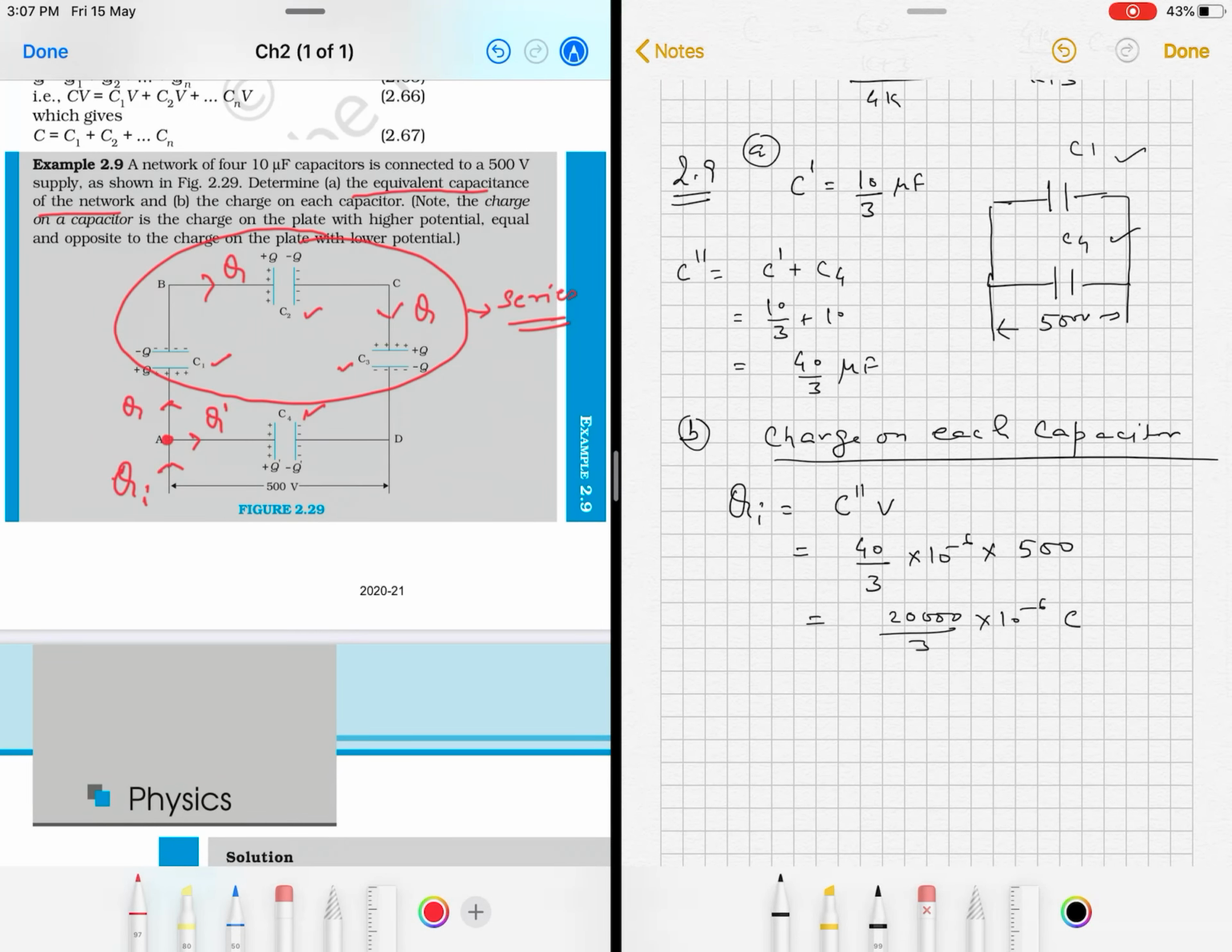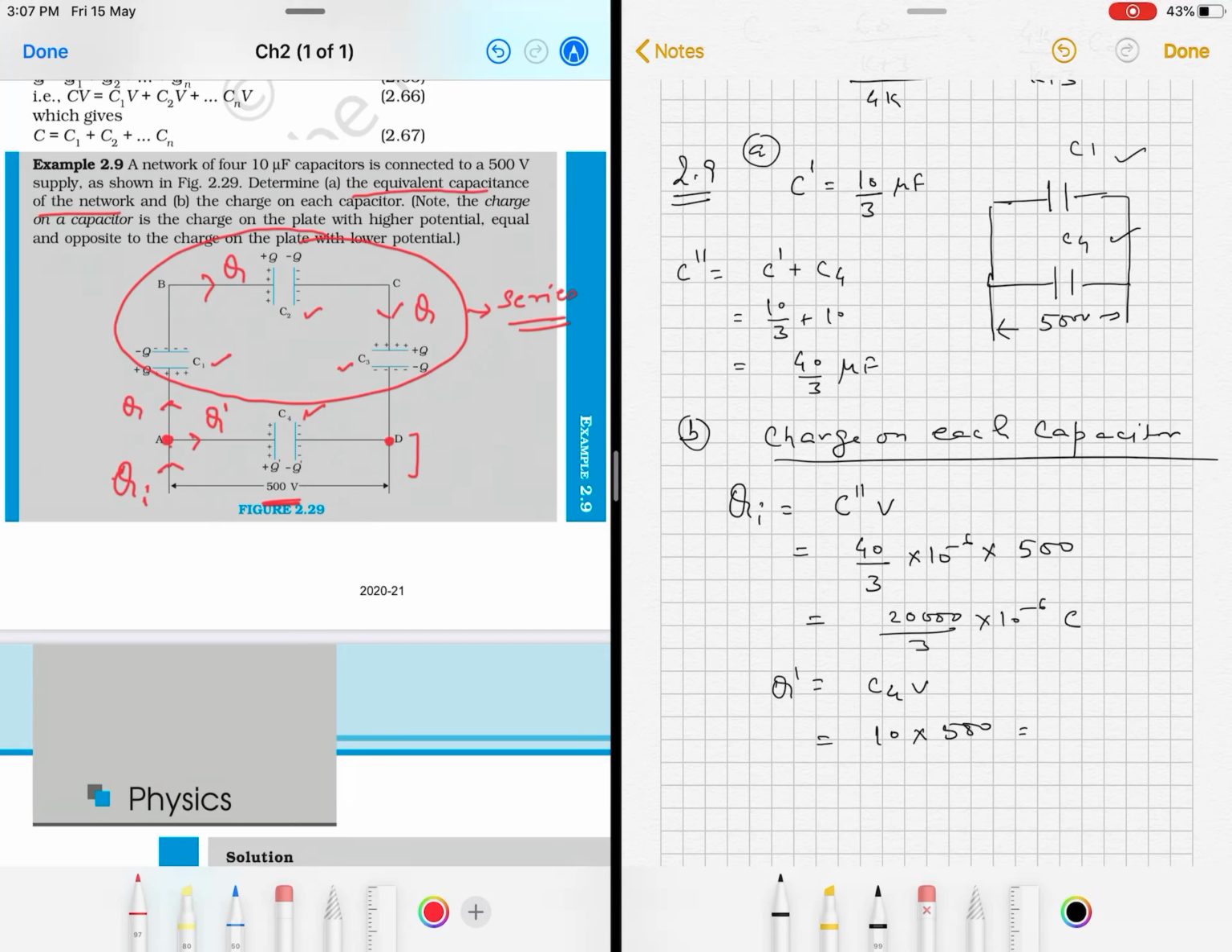Now the charge in the branch AD, that means Q dash. In this AD branch, the potential is 500. So for this we will apply the formula Q dash is equal to C4 V. C4, that is the capacitance, is 10 microfarad. So 10 into V, that is 500.